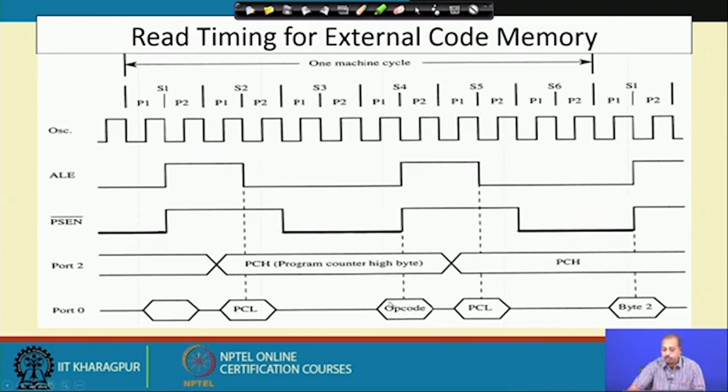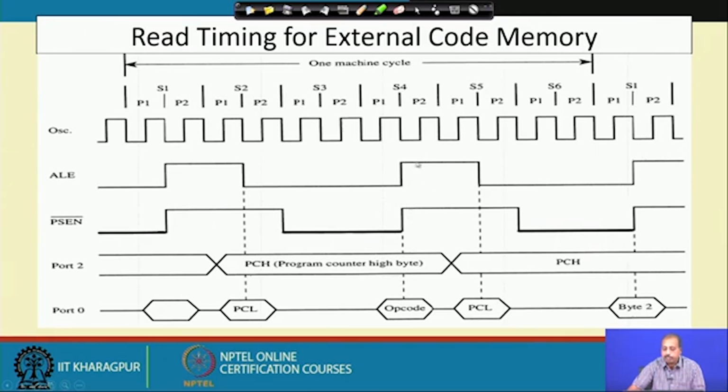So, in between the activation of ALE low and the activation of PSEN bar, the memory is expected to put the opcode onto the data bus. The opcode will be available anytime like this, and when this PSEN bar line makes a transition from low to high, only then will the opcode be taken off by the memory. It is the protocol that the memory should keep the opcode available for that much amount of time, and then 8051 will sense this opcode through this PSEN bar line, and this value is read here.